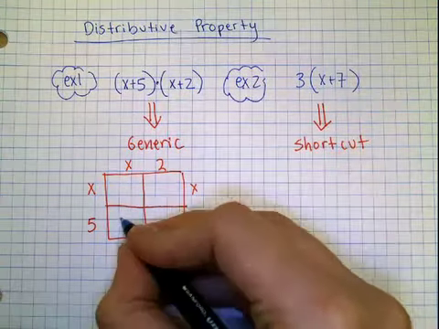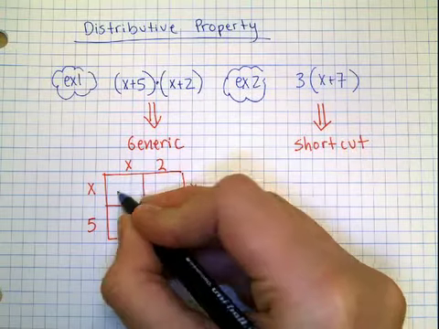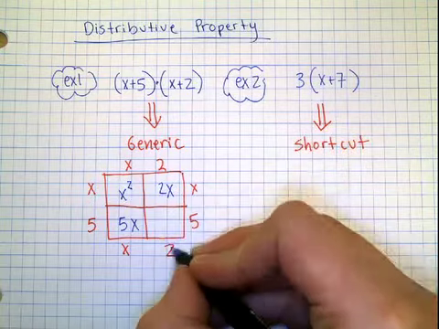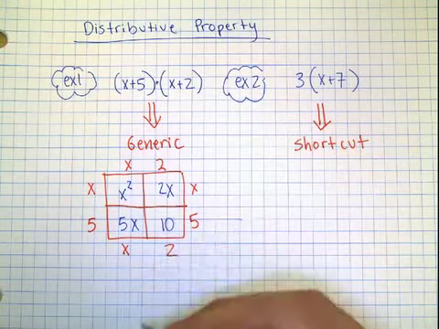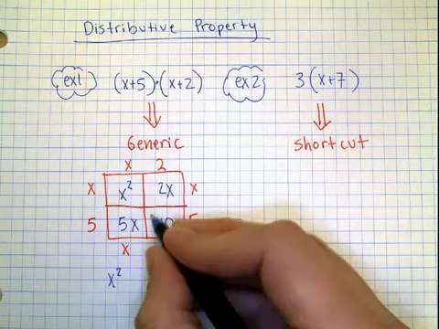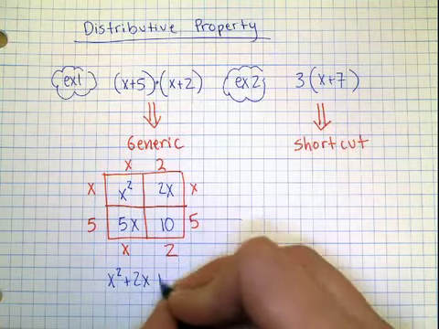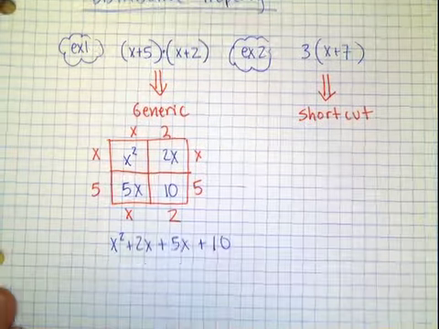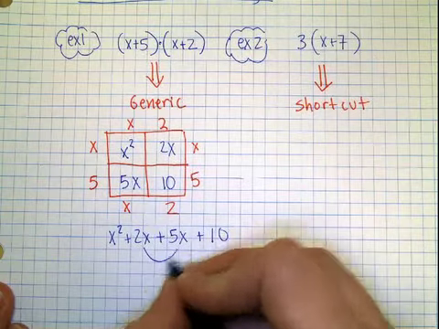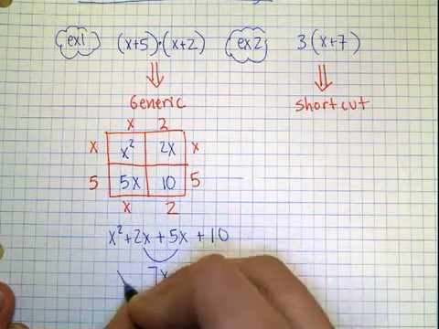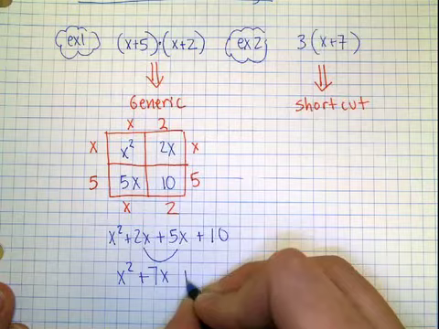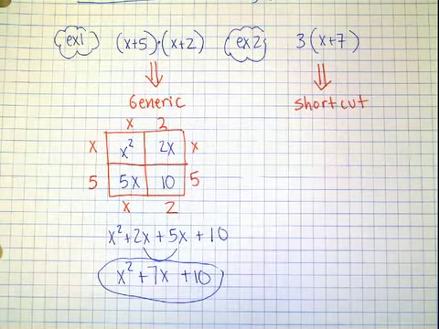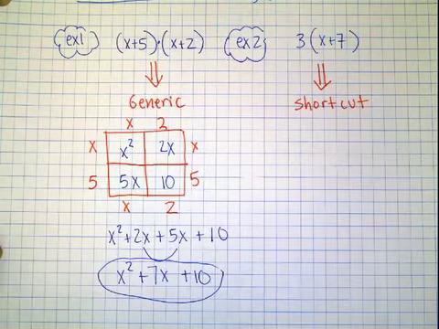So 5 times x is 5x. X times x is x squared. 2 times x is 2x. And 2 times 5 is 10. So we get an answer of x squared plus 2x plus 5x plus 10. It's all the things in that square, which really 2x and 5x go together and make 7x's. So let's combine them and say x squared plus 7x plus 10, and let's call that our answer. That's our generic rectangle. That's the distributive property. That's one way to do it.